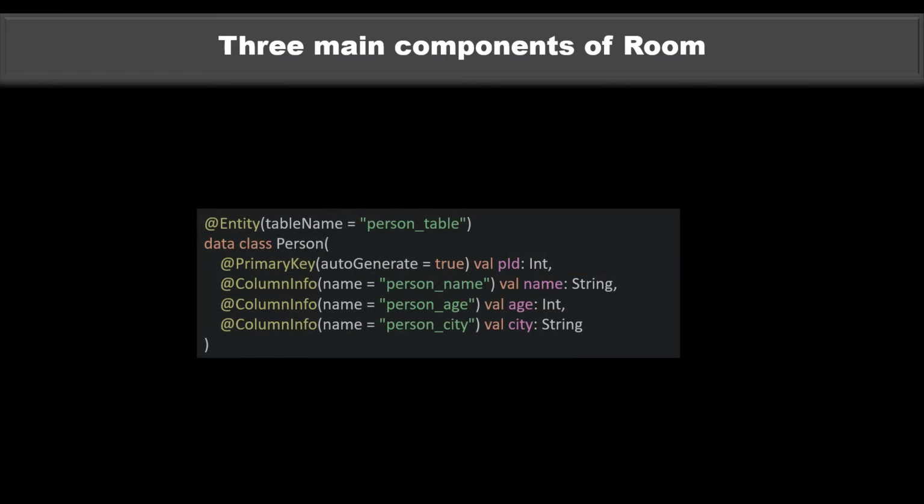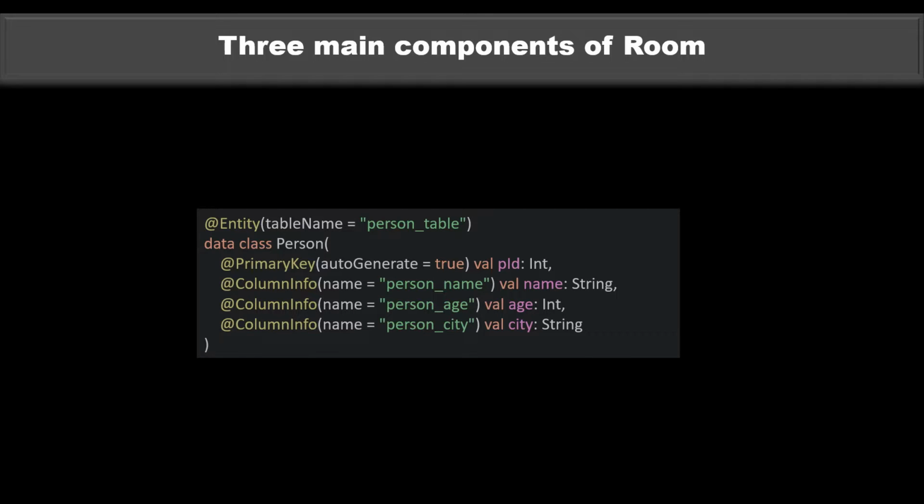So let's have a look at one entity class. You can see this is a data class with entity annotation, and we have some variables here like PID, name, age, and city. So these are the variables, and they correspond to the columns in the person table. Right, so for now don't worry about this column info and primary key. You'll get to know about it later in the video. So for now just understand entity as a data class with entity annotation and primary key.